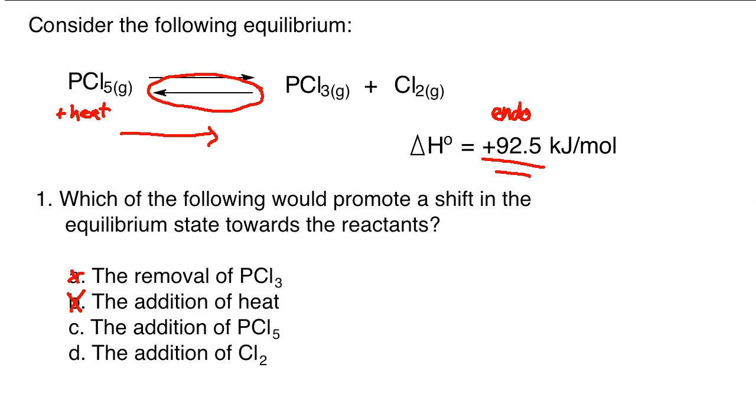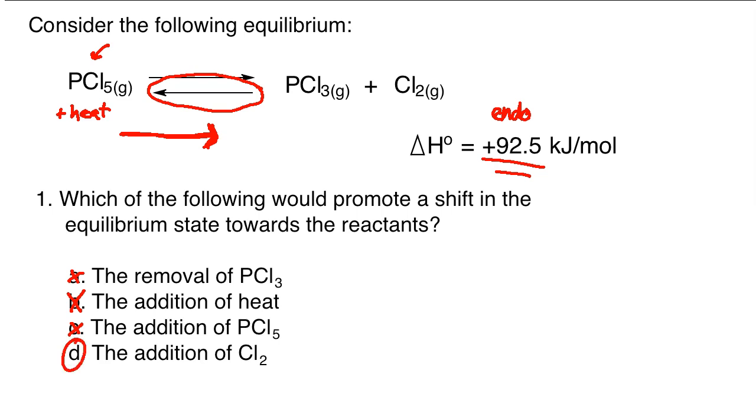What about the addition of PCl5? If I'm adding PCl5, which is one of the reactants, this again is not the option that I want, because if I'm adding more of the reactant, Le Chatelier's principle says there's then too much of that, so it will disrupt the equilibrium, again moving it forward towards the products in order to help even it out and reestablish the equilibrium state. So that leaves me with D as the only option.